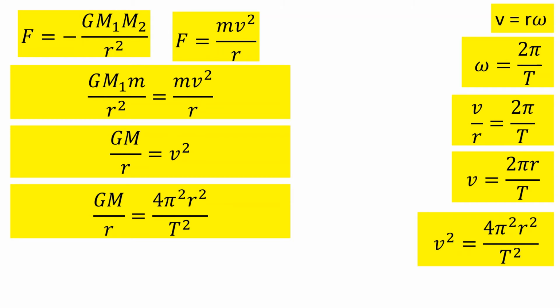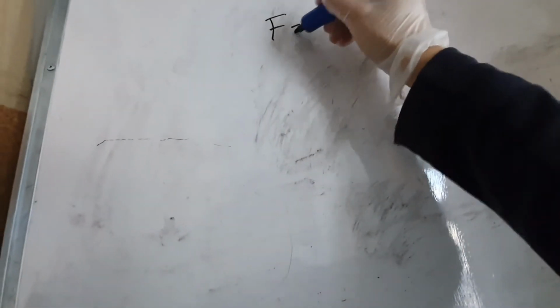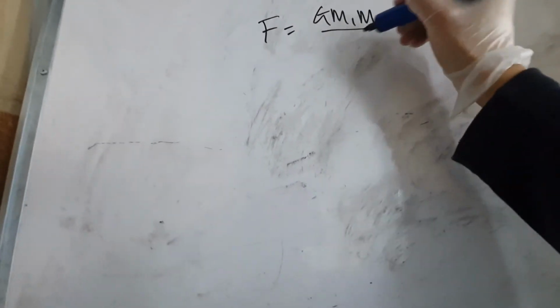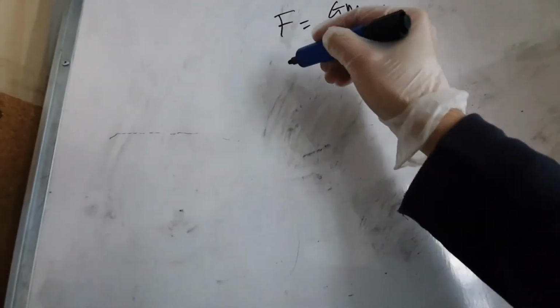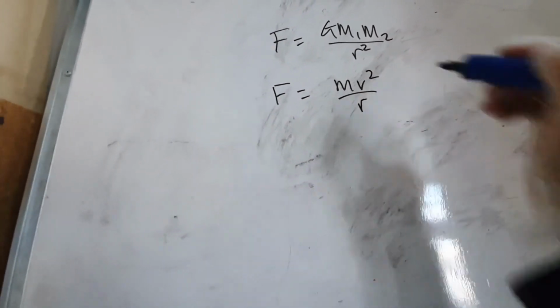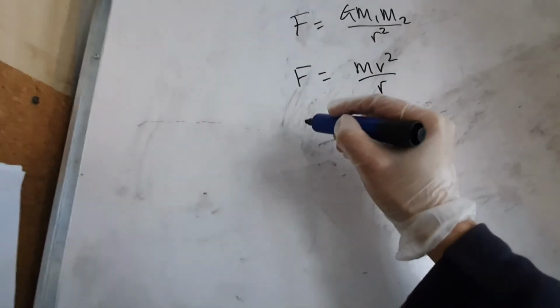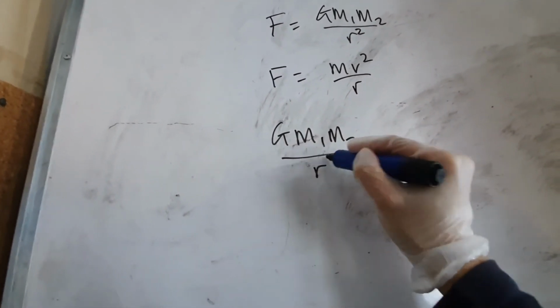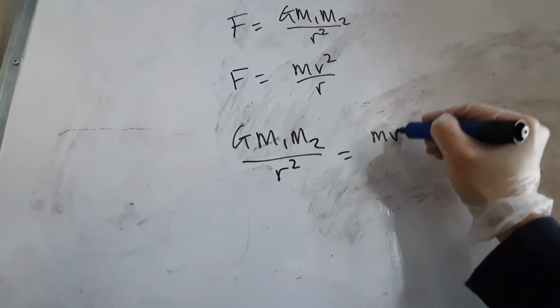Have a look at this derivation. I will do this on the board later, but you can pause this to have a look. We're going to derive Kepler's third law. Let's write down Newton's law of gravitation. So F is equal to G m1 m2 over r squared. And you know that the centripetal force is mv squared over r. Let's equate them. So G m1 m2 over r squared is equal to mv squared over r.